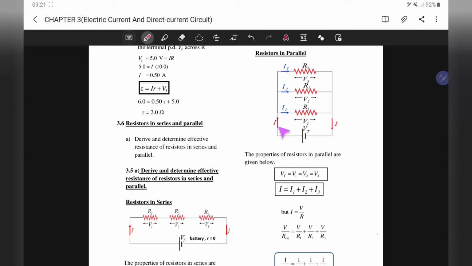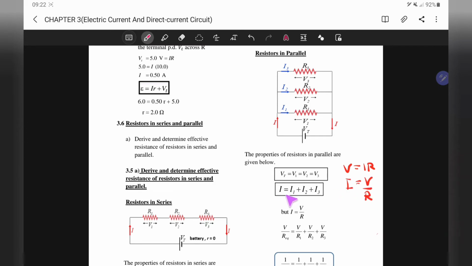How about the current? Remember, the current separates at this junction to be I1, I2 and I3, isn't it? So I1 plus I2 plus I3 gives you I total. So this is the second equation. From this, as we know, V equals IR. Let me write it for you. V equals IR, so that I equals V over R.